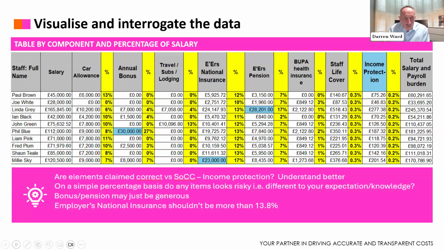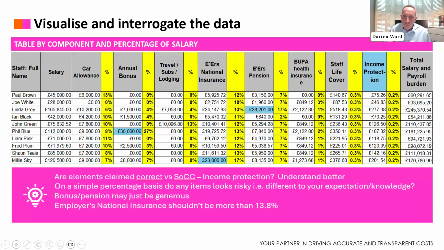We can look at employer's pension for Linda Gray at 17%. That looks very, very high compared to all the other percentages. Again, is it in tune with what you think those values should be, or is it a potential outlier? Employer's national insurance, Millie Sky, 17%, way too high. It should always be way less than 13.8% because there's a threshold in there as well. So what you're doing here is you're just looking across elements to see what is unusual and worthy of further inspection.